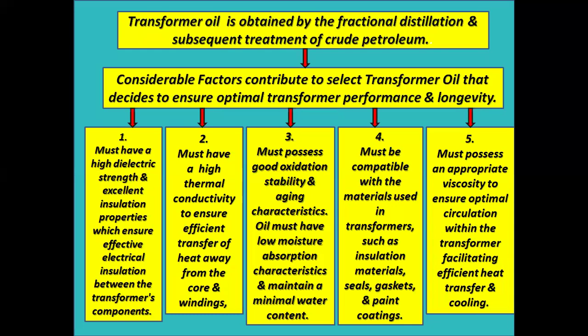See the chart. Transformer oil is obtained by the fractional distillation and subsequent treatment of crude petroleum. Then considerable factors contribute to select transformer oil that decides to ensure optimal transformer performance and longevity. One, must have a high dielectric strength and excellent insulation properties, which ensure effective electrical insulation between the transformer's components.